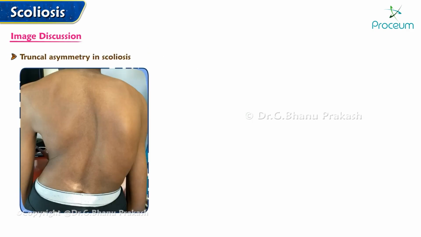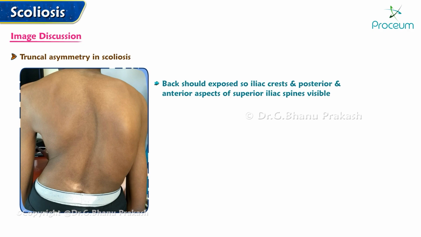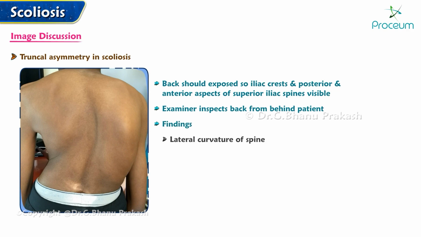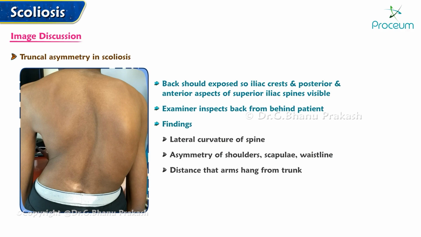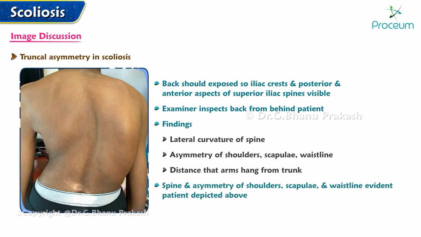This is an image of truncal asymmetry in scoliosis. The back should be exposed so that the iliac crests and posterior and anterior aspects of the superior iliac spines are visible. The examiner inspects the back from behind the patient. Findings of scoliosis include lateral curvature of the spine and asymmetry of the shoulders, scapulae, waistline, or the distance that the arms hang from the trunk. Lateral curvature of the spine and asymmetry of the shoulders, scapulae, and waistline are evident in the patient depicted above.